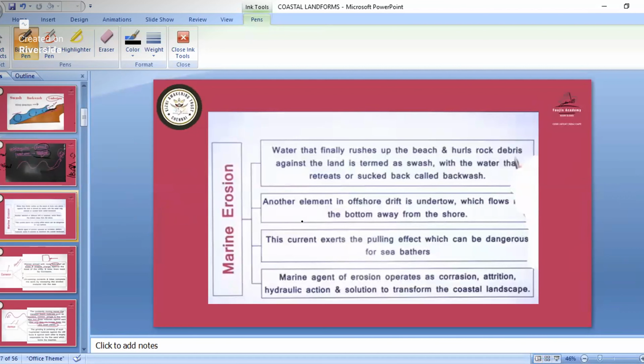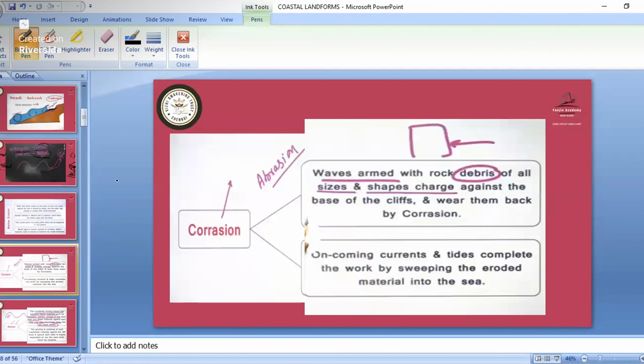Okay. So what is marine erosion? The sea or ocean we call marine. So that is marine erosion. Okay, we talked about the forces. So corrosion: how is this corrosion force acting?